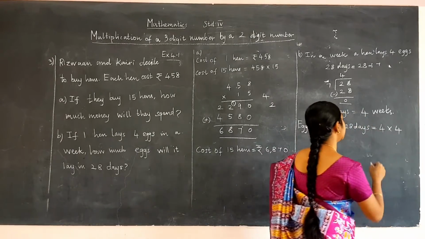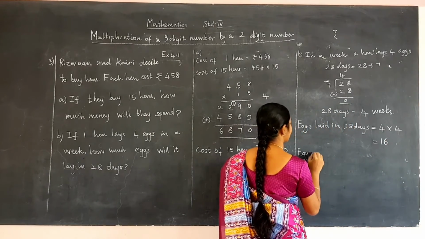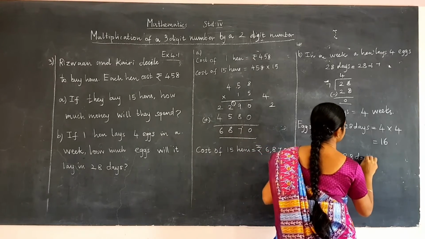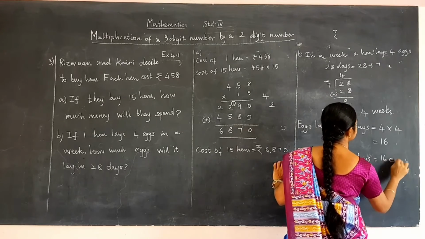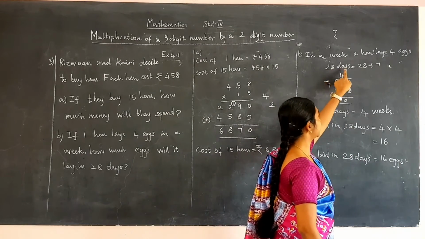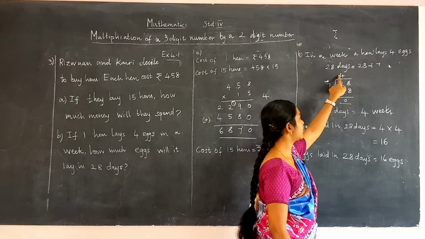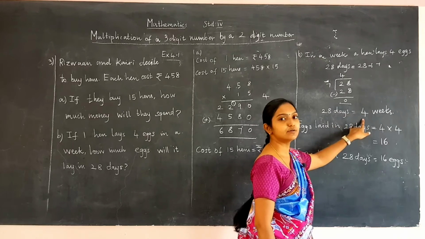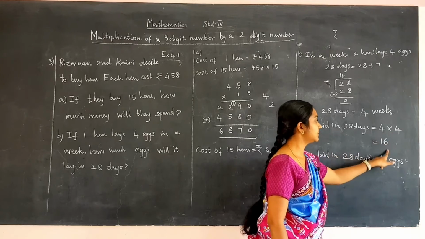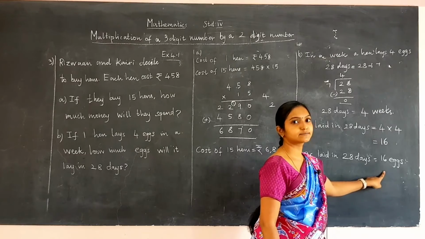So 4 into 4 will be 16. So eggs laid in 28 days equal 16 eggs. We should convert 28 days into weeks. So we are dividing 28 by 7. We have got the quotient as 4. So 28 days equal 4 weeks. So we have to multiply 4 weeks and 4 eggs. 4 into 4 will be 16. So eggs laid in 28 days equal 16 eggs.